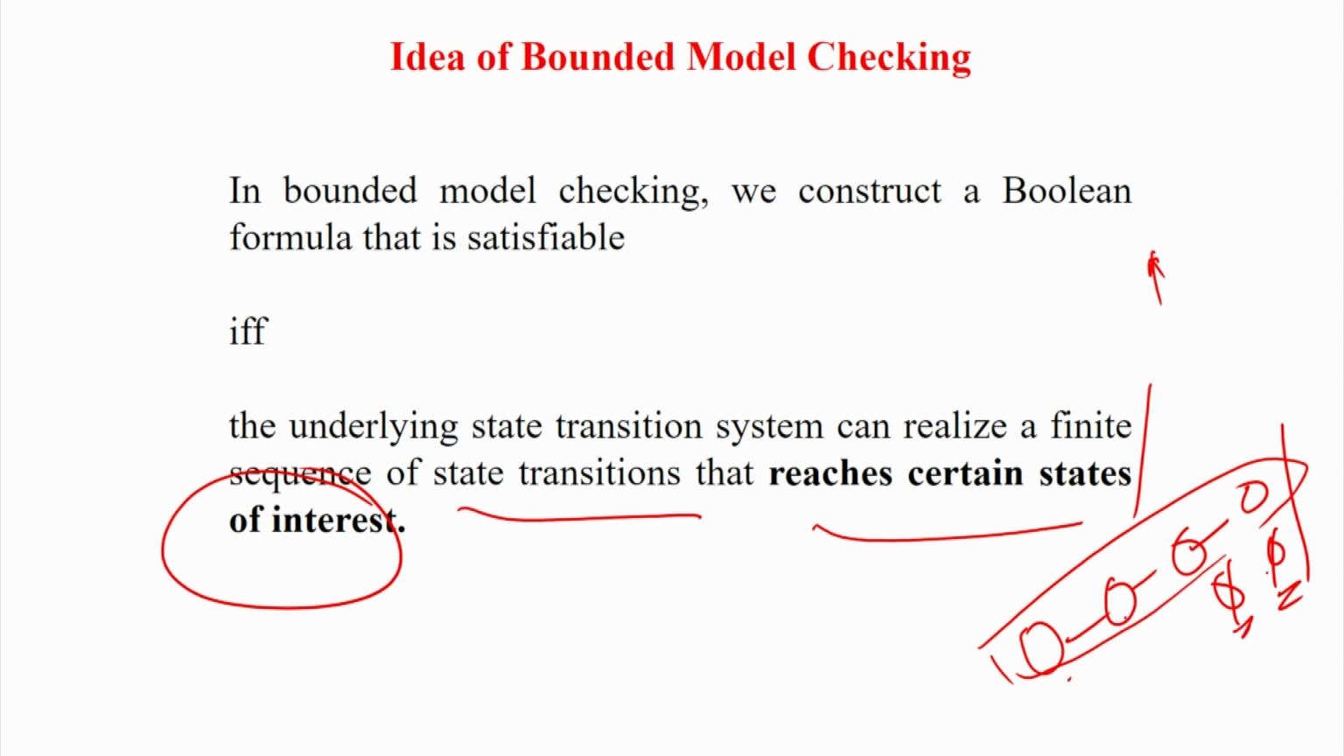Basically in all these states, what is the formula that happens? Maybe here phi may be true, here phi may be true, here phi may be false, here also phi may be false, or some other formulas may hold or not hold in any of these states. That we will try to represent in terms of a Boolean formula, and the state transition relation we will also write in terms of a Boolean formula.